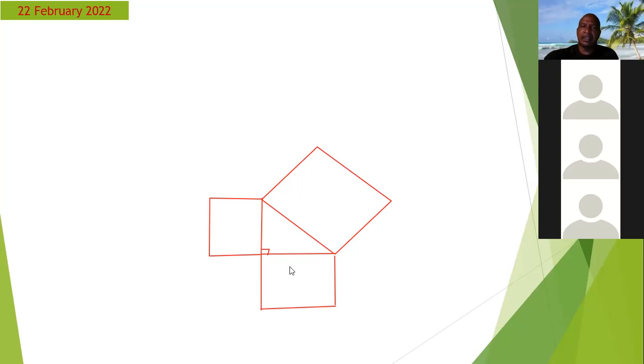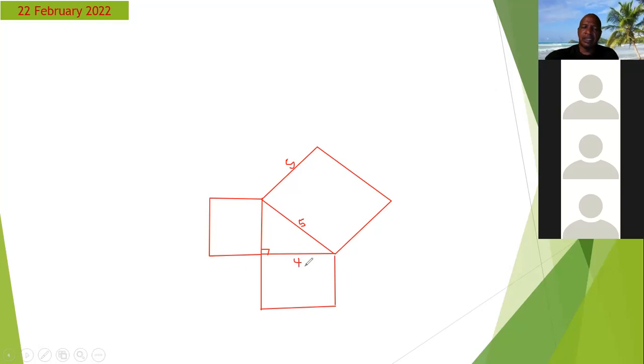So let's say that the length of the hypotenuse was, say, 5 units. You can call it centimeters. And because it is a square, that means all the sides are going to be 5 units. All right. And so let's say that the opposite, or whichever side you want to call it.